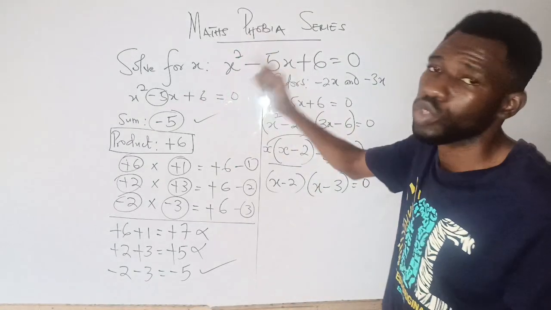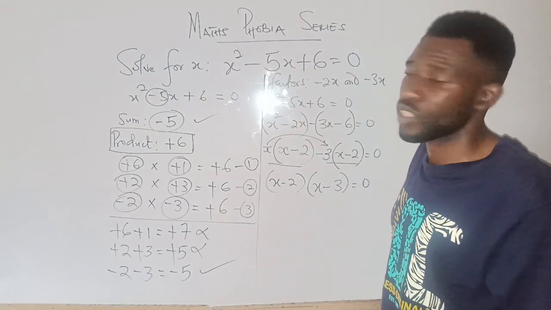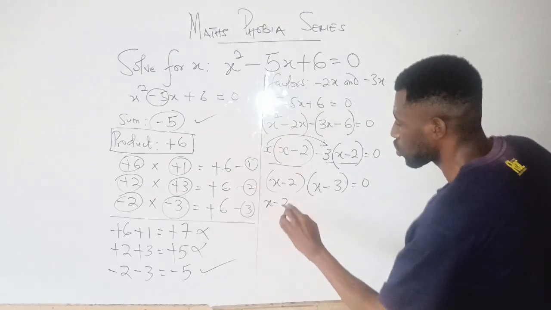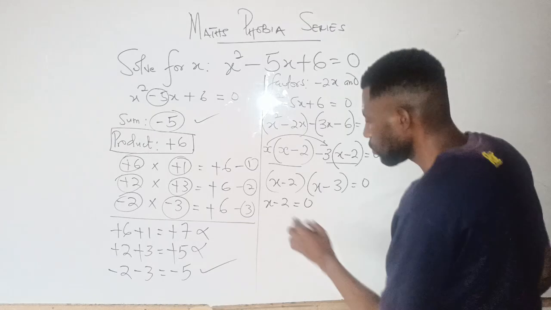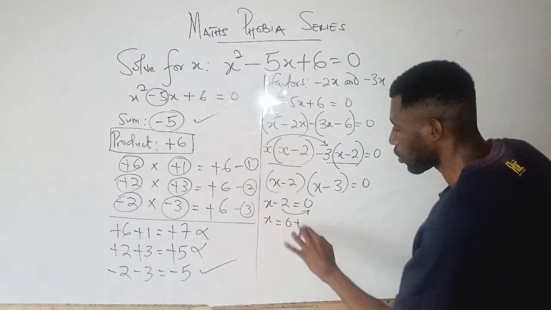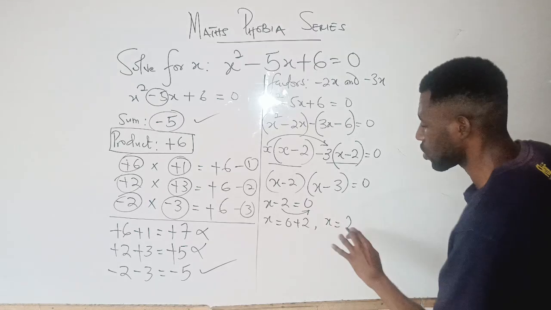But they want us to solve the quadratic equation. So we equate each of them to 0. So we have x minus 2 equals 0. If minus 2 comes here, it becomes plus 2. So x equals to 0 plus 2. And that gives us x equals to 2.